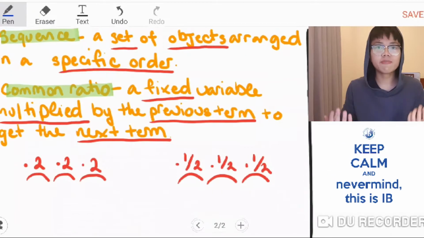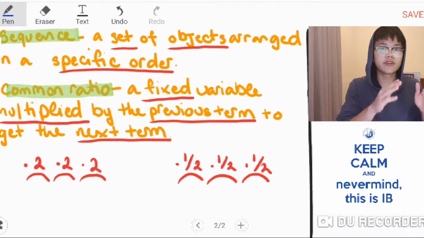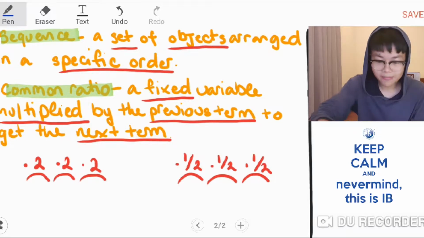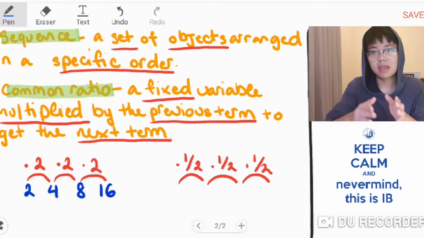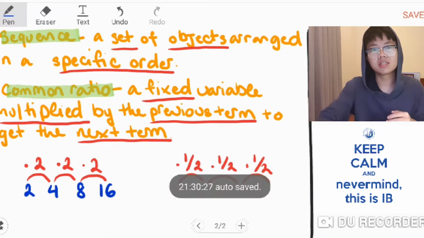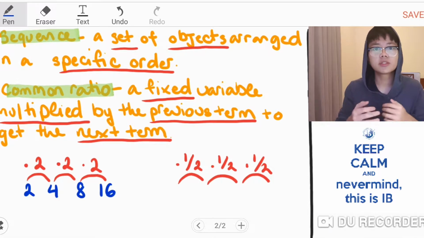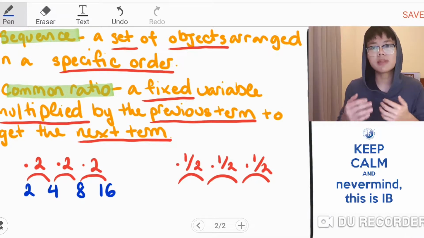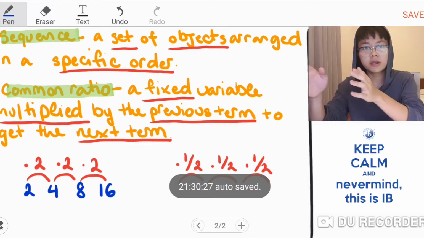Let's get started with the very basics by reviewing what a sequence is. A sequence is a set of objects arranged in a very specific order. A geometric sequence might look something like this: 2, 4, 8, 16, and so on. This leads to the introduction of a very key concept, the common ratio, which is the very first step into identifying a geometric sequence. The common ratio of a geometric sequence can be defined as a fixed value multiplied by the previous term to get the current term, or the current term to get the next term.